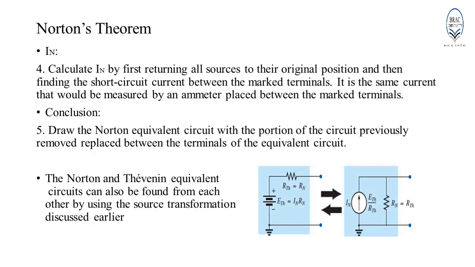The Norton and Thevenin equivalent circuits can be found from each other as well by using source transformation. That is, E Thevenin and R Thevenin can be replaced with In and Rn using source transformation.